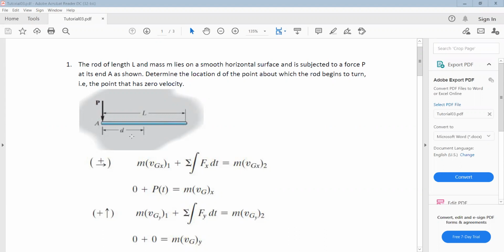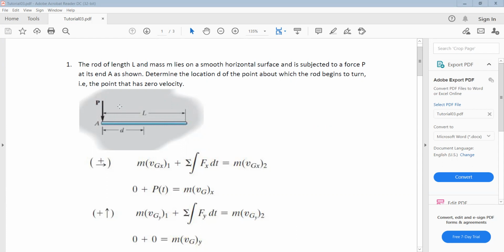Here we have a rod with length L. We have a force P which is exerted on this rod in the vertical direction. The surface is smooth, which means there is no friction between the rod and the surface. Determine the location D of the point about which the rod begins to turn.